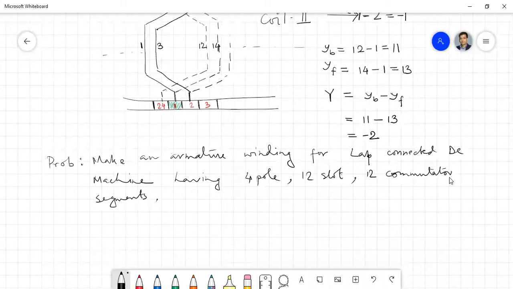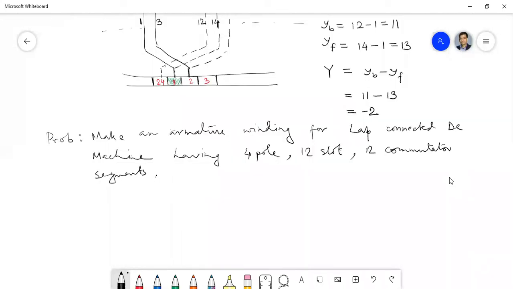Can we start with this? A very basic problem. You have to start with the number of slots. So it is already given that 12 slots are there. Okay, and the number of coils. Can you tell me what will be the number of coils here? 12.